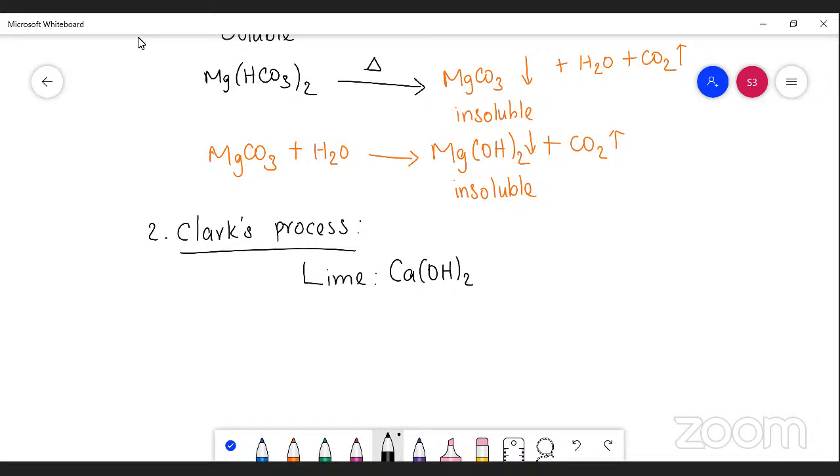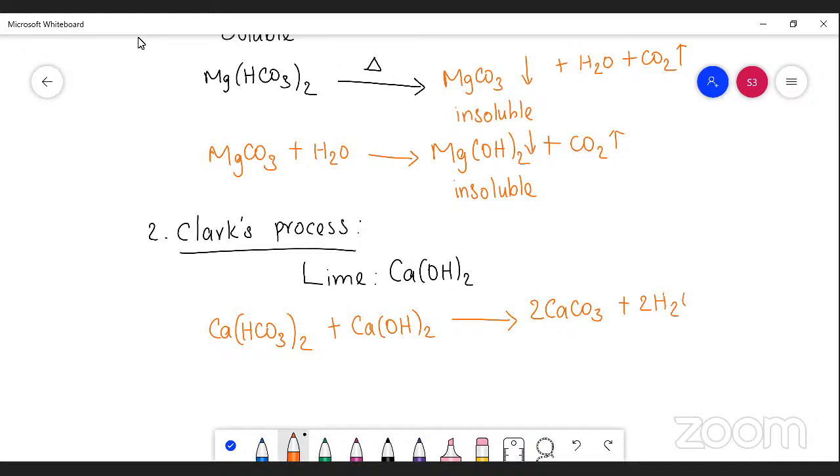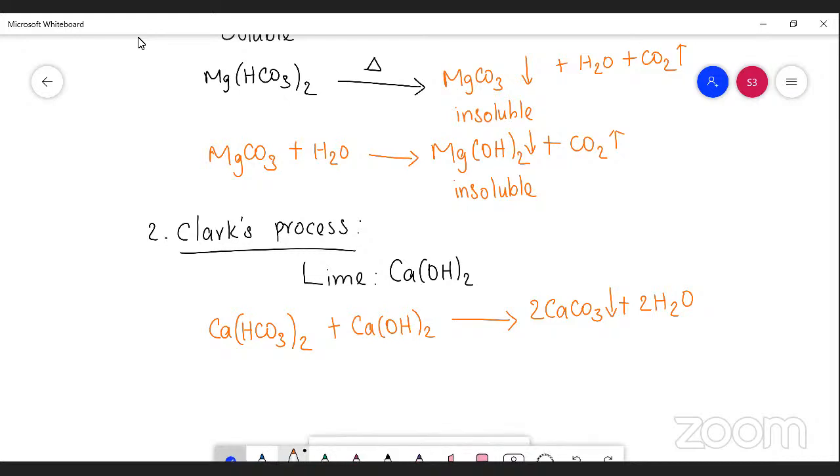Suppose we are taking calcium bicarbonate, Ca(HCO3)2. Calcium bicarbonate is reacted with lime. What is lime? Ca(OH)2, that is lime water. What will happen? We get 2 moles of calcium carbonate and 2 moles of water. We already know that calcium carbonate is a precipitate, an insoluble precipitate, and it is removed by filtration.